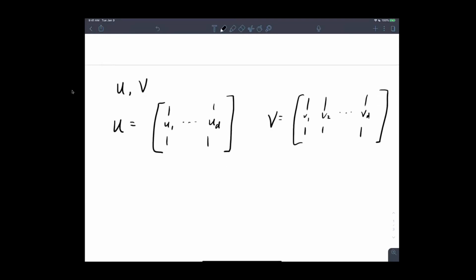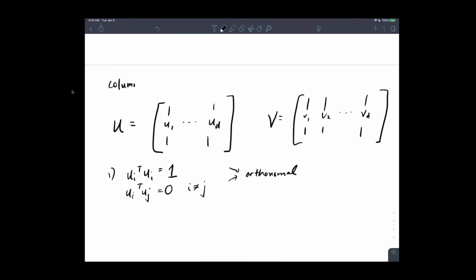U and V both have this property that u_i dot product with u_i is equal to 1, and u_i dot product with u_j is equal to 0 when i is not equal to j. So if you take one column vector dot product with itself, you get 1, meaning that its L2 norm is 1, if you think back to when we talked about norms, or its length is 1. And if you take any column vector and dot product it with any other column vector, you get 0, meaning that all columns are orthogonal to one another. These two things together mean that they're orthonormal. And so we say the columns of U and columns of V form an orthonormal set.